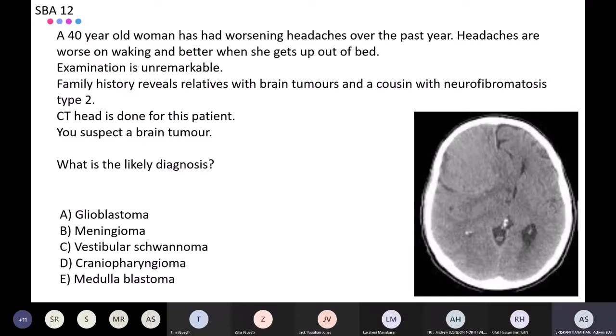Okay, so next question, we're getting towards the end of my bit slowly. So you've got a 40-year-old woman who has worsening headaches over the past year. Headaches are worse on waking and better when she gets up out of bed. Examination is unremarkable. Family history reveals relatives with brain tumours and a cousin with neurofibromatosis, I can never say that one, type 2. CT head is done for this patient. You suspect a brain tumour. What is the likely diagnosis?